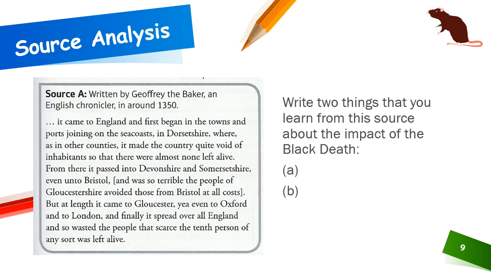It came to England and first began in the towns and ports joining on the sea coasts in Dorsetshire, where, as in other counties, it made the country quite void of inhabitants, so that there was almost none left alive. From there it passed into Devonshire and Somersetshire, even unto Bristol, and was so terrible the people of Gloucestershire avoided those from Bristol at all costs. But at length it came to Gloucester, yea, even to Oxford and to London, and finally it spread over all England, and so wasted the people that scarce the 10th person of any sort was left alive.